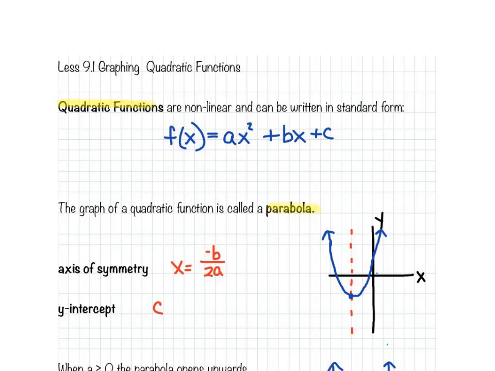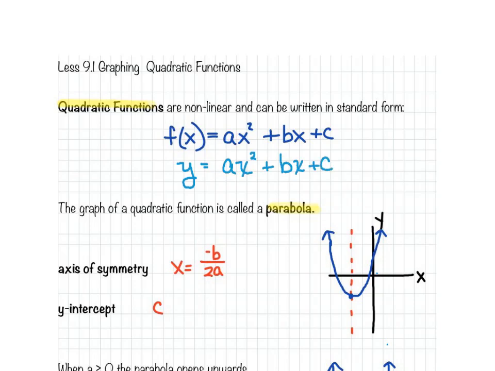So first, let me redefine a quadratic function for you. A quadratic function is not linear. So the graph of your quadratic function will not be a straight line. And it can be written in standard form, which is f of x, the function of x, equals ax squared plus bx plus c. Now we know that f of x is interchangeable with y. So another way that we can write a quadratic function would be y equals ax squared plus bx plus c.